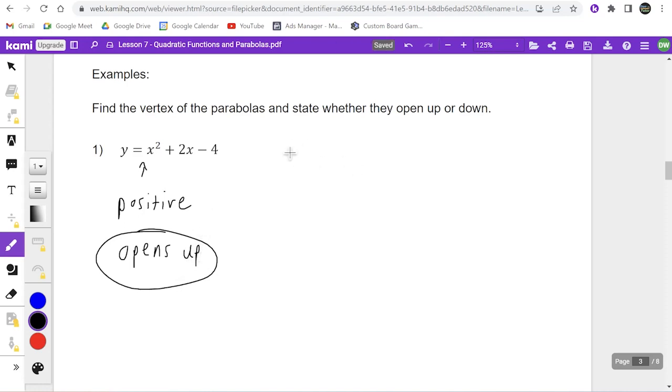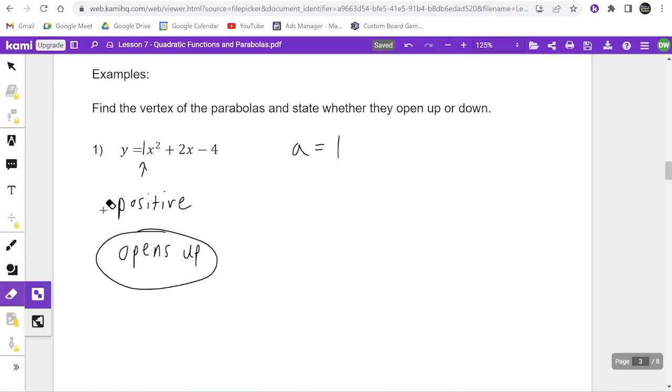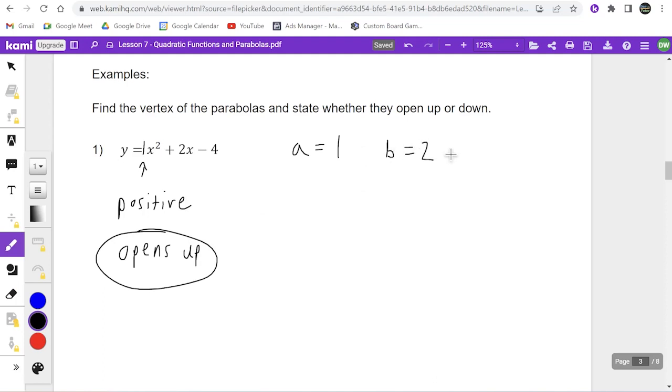That's okay. From this example, I know a is 1, because there's an invisible 1 in front of the x squared. A lot of students like to put a as x squared. Don't do that. Never include the x or the x squared in your a, b, and c. So a is just 1, b is 2, and c is negative 4. Now again, I don't care about c being negative 4, but I'll just write it anyway for good practice.